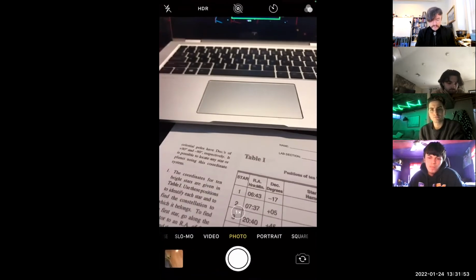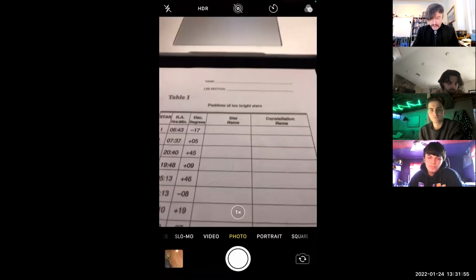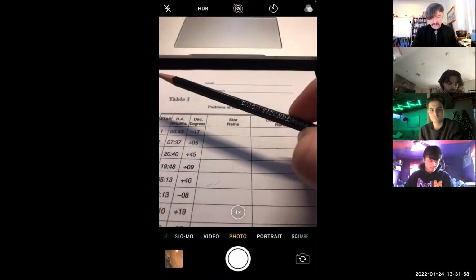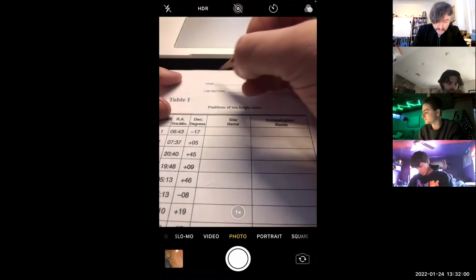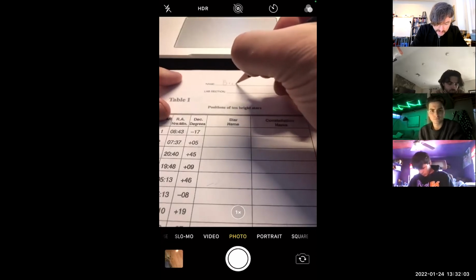Okay. So here are the things we want to do to start off. Remember to please do your labs in pencil. Put your name. I'll put my name up at the top.